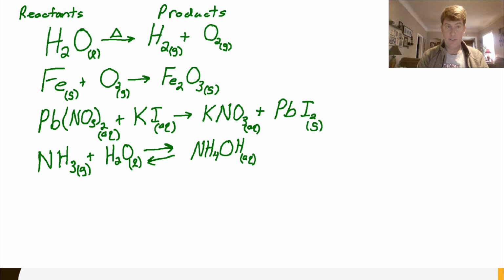So that's the basics of setting up chemical equations and talking about chemical reactions. We'll talk about balancing equations and show how we have to keep everything with our reactants and products the same. So get working on that homework.